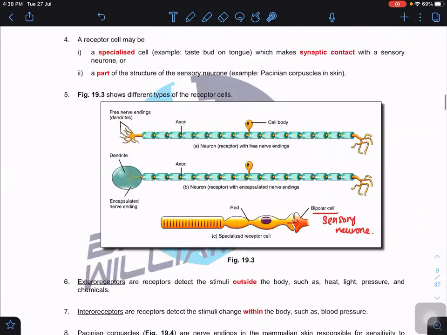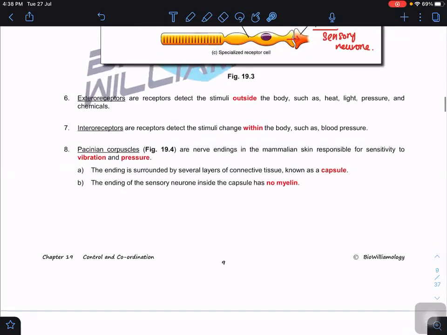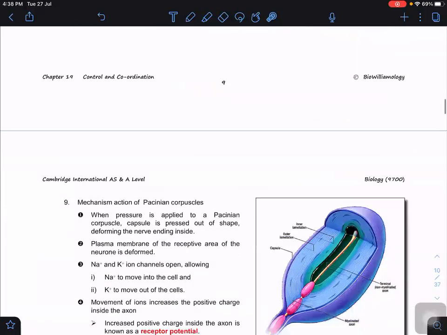So now we look at the Pacinian corpuscle. Just now we learned about the Pacinian corpuscle. The Pacinian corpuscle in the skin is a receptor that is part of the sensory neuron. The ending is surrounded by several layers of connective tissue known as the capsule, and the ending of the sensory neuron has no myelin. So you look at this diagram.